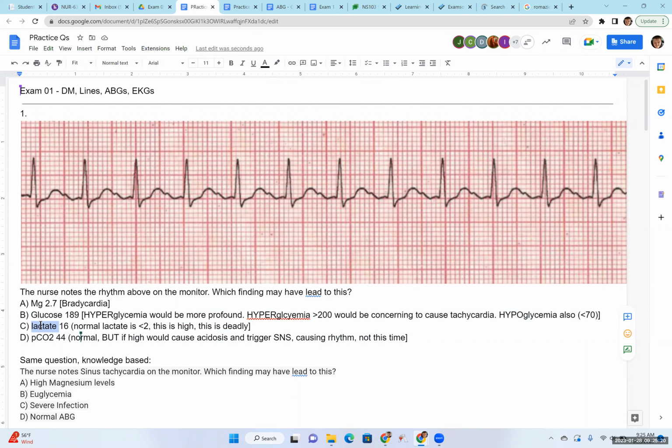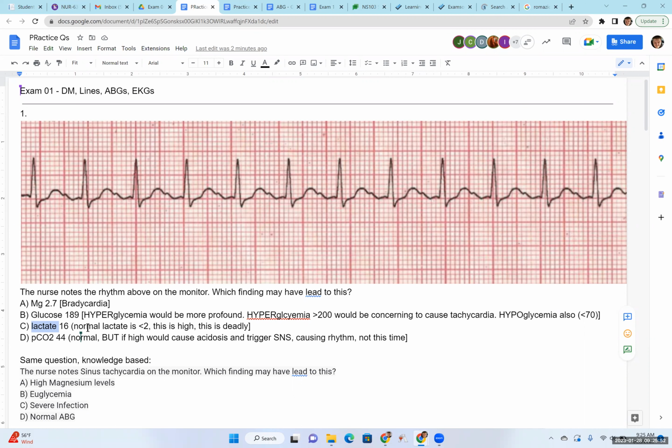You have to be able to interpret the rhythm first, right? That's a critical thinking level question where you have an evaluation of the data before you, and you have to come to the table with knowledge. You can't just memorize mag 2.7, mag 2.1, mag 1.8. You have to understand that mag 2.7 is high, and high mag causes bradycardia, right? And you can say, well, what if it was low mag? Low mag causes torsades, it might cause some ectopy, right?